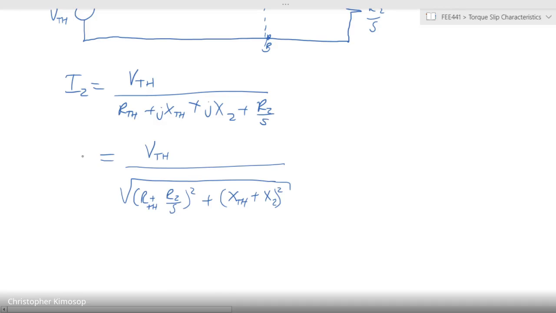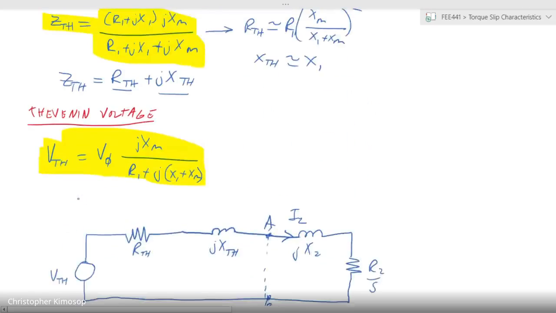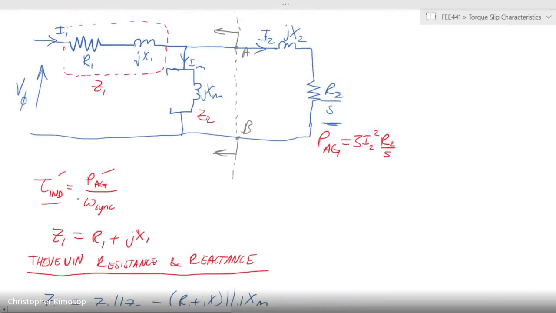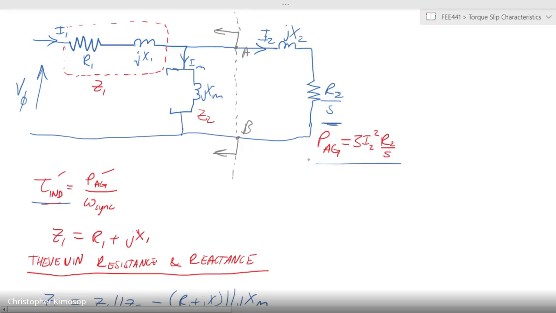Okay, and that would give us I2, right? Now, recall we had said that we have our air gap power, which we need in order to get our induced voltage, induced torque. We have it expressed like this, okay? And we have now found an expression that gives us the current we were looking for. We already had R2 over S.